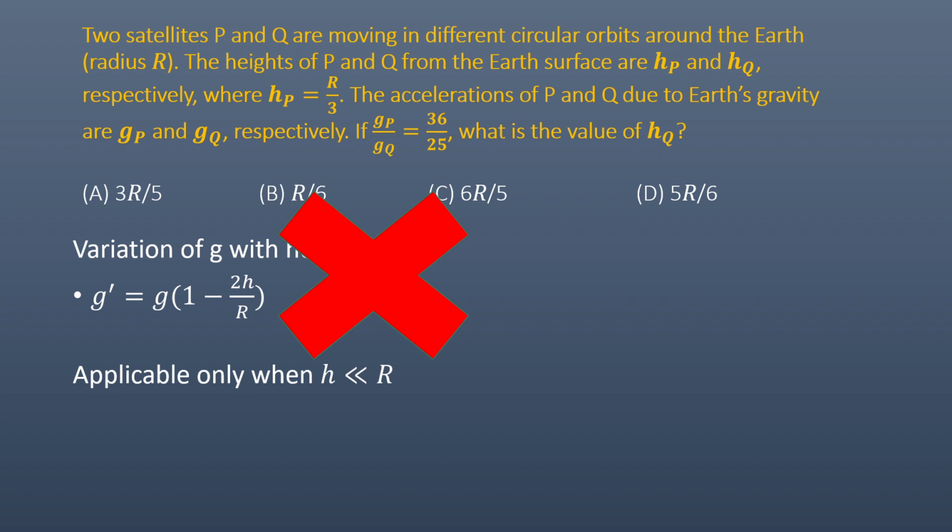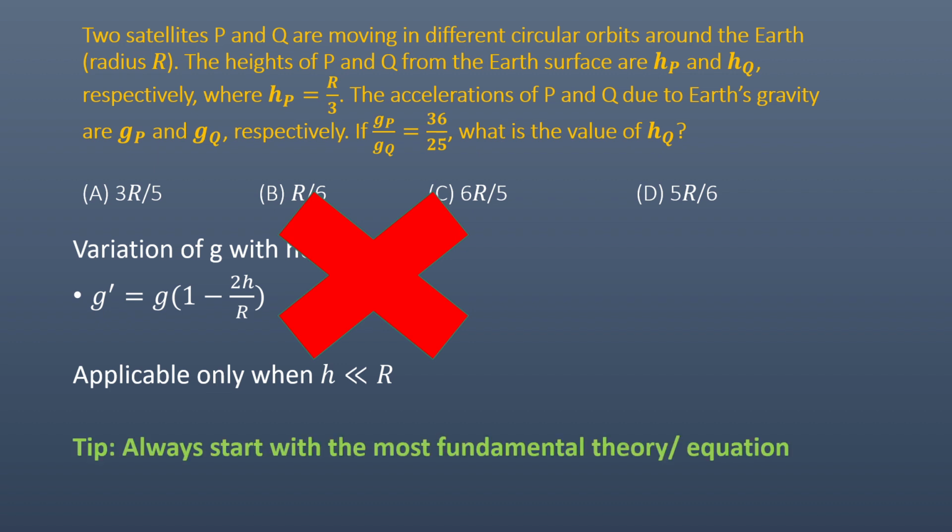If you remember the derivation, in the last step for obtaining this expression, we assume that h is much smaller than r to convert the exponential into this linear form. So that is one advice for you today, that don't look for the easiest or the shortcut equations. It is always better to start with the most fundamental theory or equation and then move your way through the question. So that is one aspect of JEE Advanced.